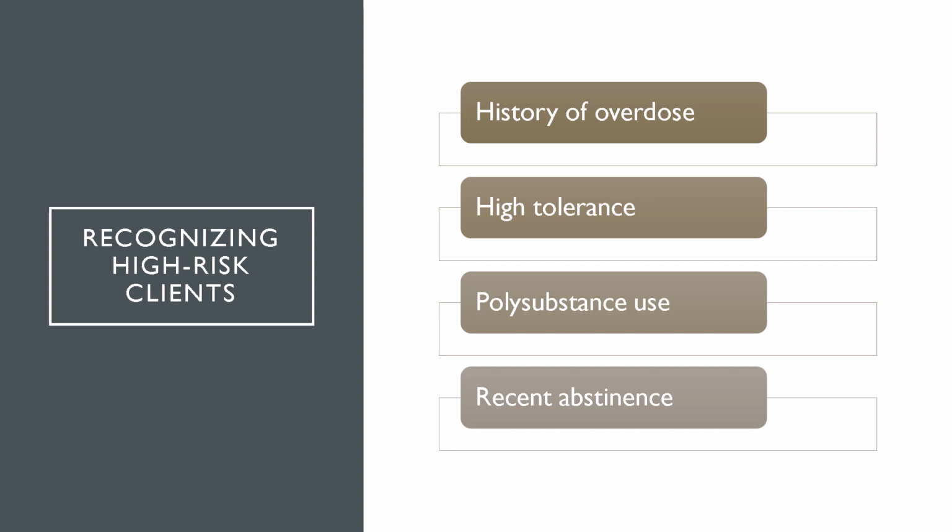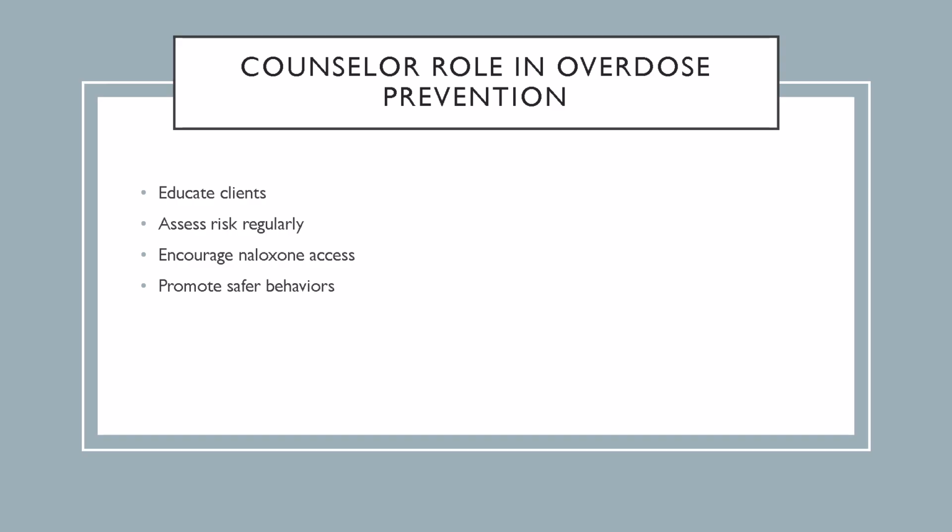And polysubstance use, that significantly increases risk, especially when the opioids are combined with the depressants. And that's going to create that compounded effect on the body. Recent abstinence, like I just discussed, that's also another critical risk factor. Clients who have been in treatment or incarcerated or otherwise are not using, they're at higher risk when they resume their use. So as a counselor, recognizing these patterns is going to help you to prioritize interventions and focus on safety.